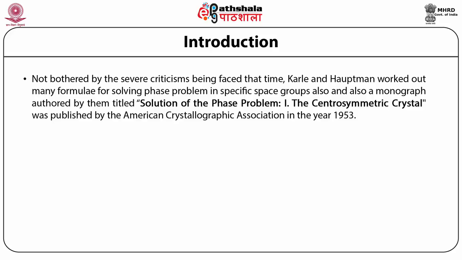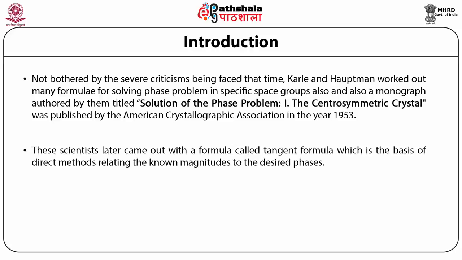and they worked out together many formulae for solving the phase problem in specific space groups also. And a monograph authored by them titled Solution of the Phase Problem, Part 1, The Centrosymmetric Crystal, was published by the American Crystallographic Association in the year 1953 itself. These scientists later came out with a formula called the tangent formula, which is the basis of direct methods, and this formula relates the known magnitudes to the desired phases through the phase relationships.